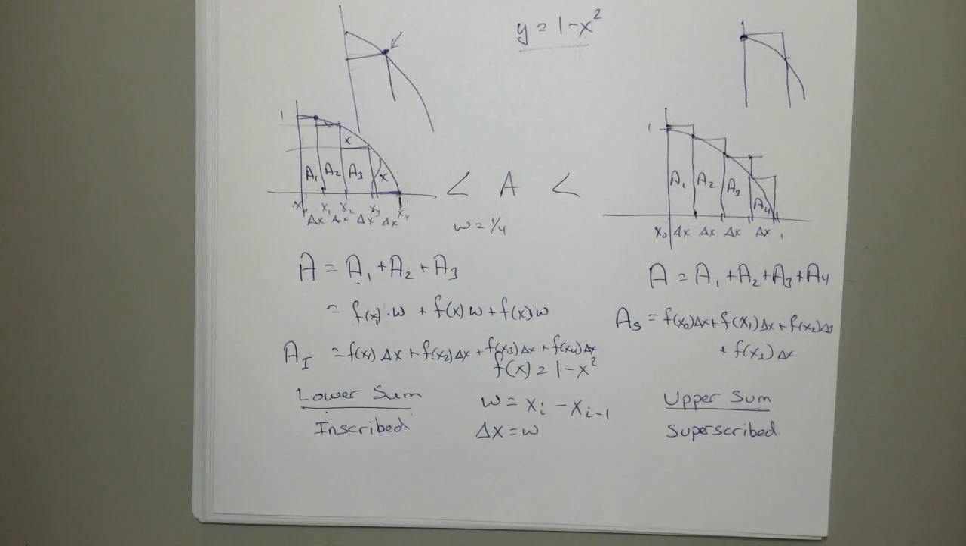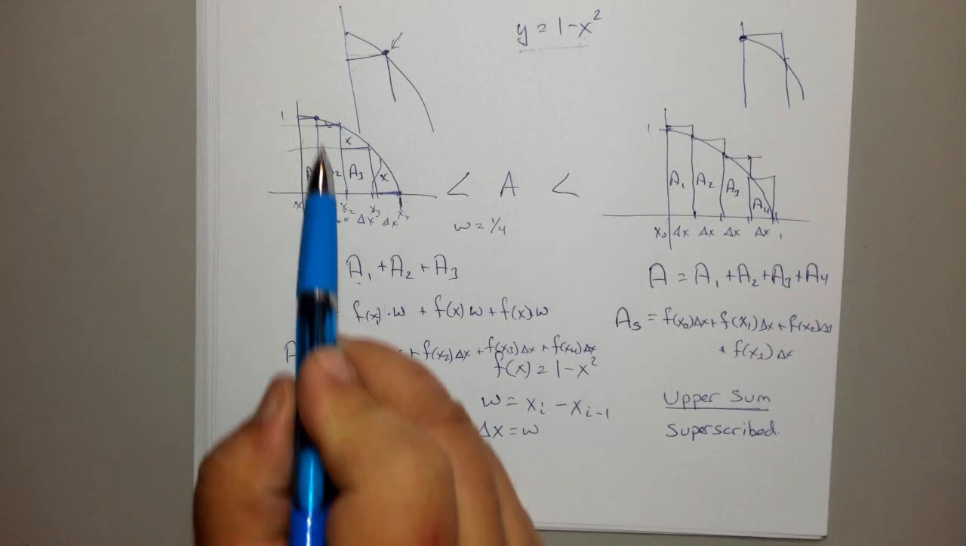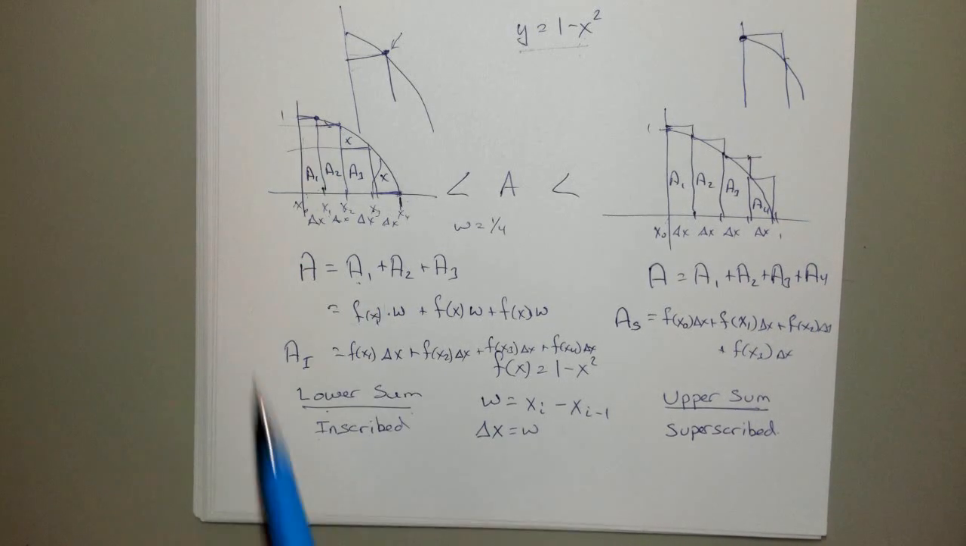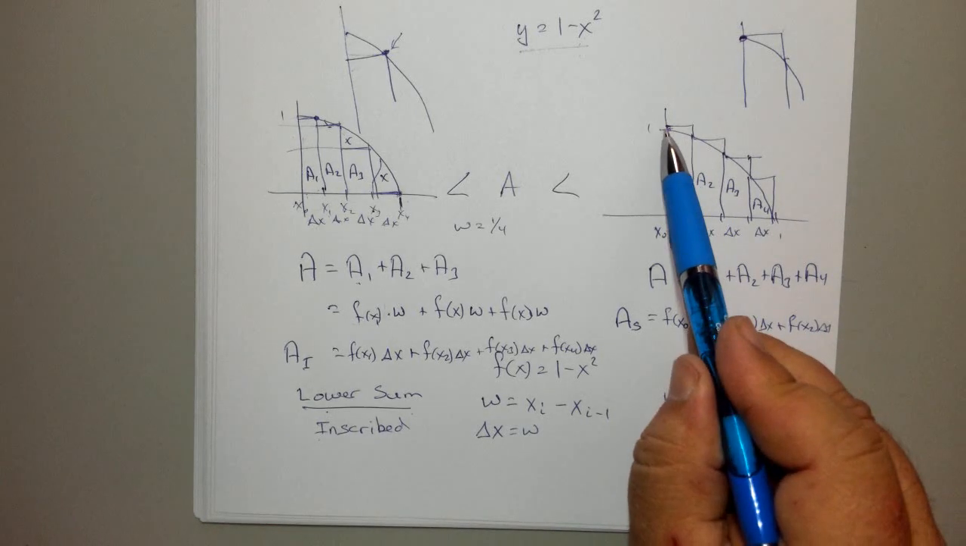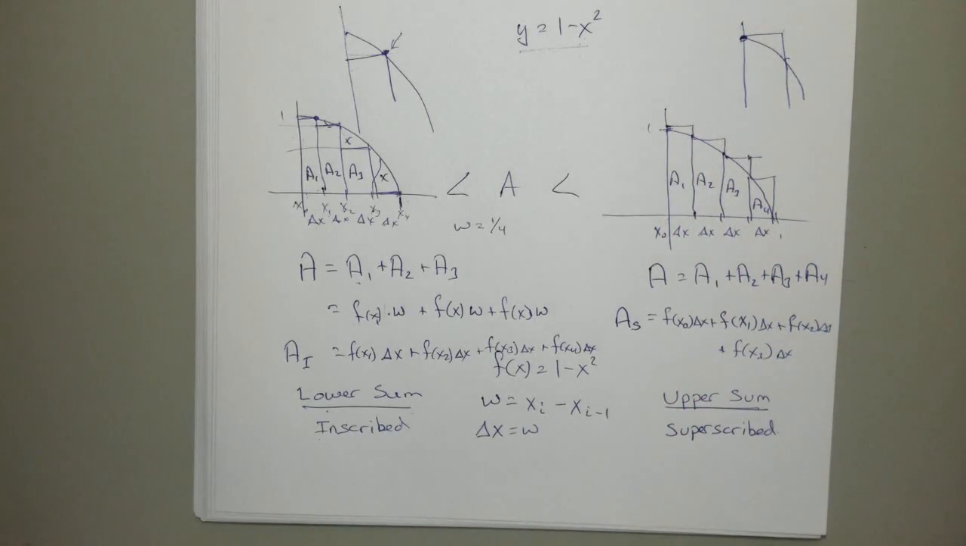They're called inscribed and superscribed. Inscribed because the picture is drawn inside the function. Superscribed because it's got part of it outside the function. Superscribed is always the upper bound because it's got wasted space. Inscribed is the lower bound, the lower sum, because it doesn't.